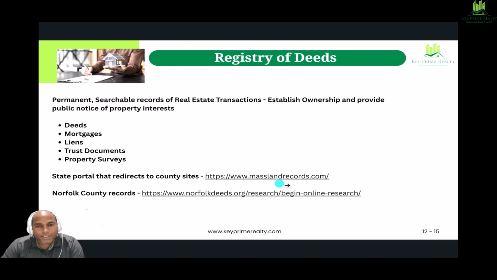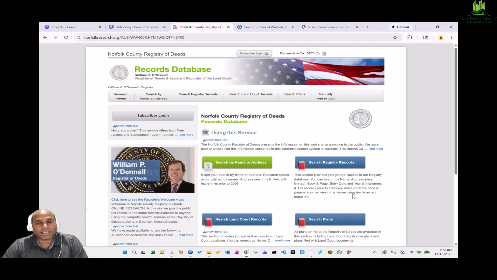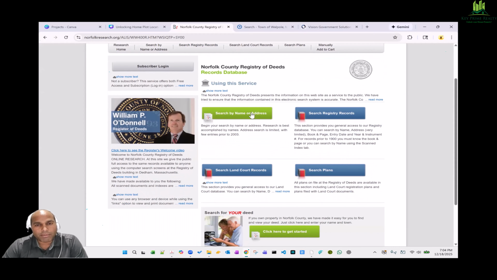Okay, so the Mass Land Records is the entry point, and here the records are kept at the county level. So for each county, there is one website. I go through these a lot, but unfortunately, they're all different systems. It's unfortunate, but each county has their own system. I think they have different software vendors who have developed them. So if you take Norfolk as an example, right? Here, Norfolk records database, search by name and address.